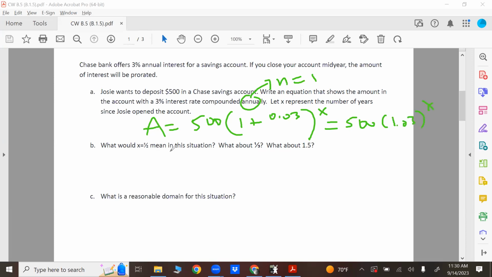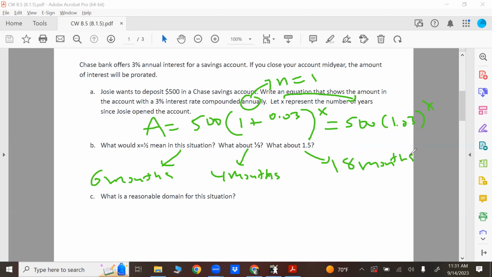Now, if x means half, that means it's only 6 months. 1/3 would be 4 months, right? Because there are 12 months in a year, obviously, because x is the number of years. What would 1.5 be for x? How many months is that? Yep, 18 months. You still plug in 1.5, 1/2, 1/3, just so you know it means 18 months.